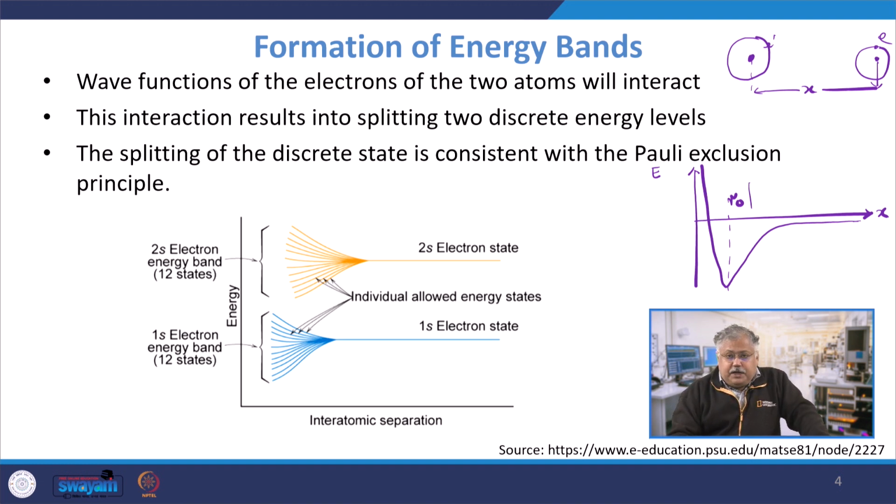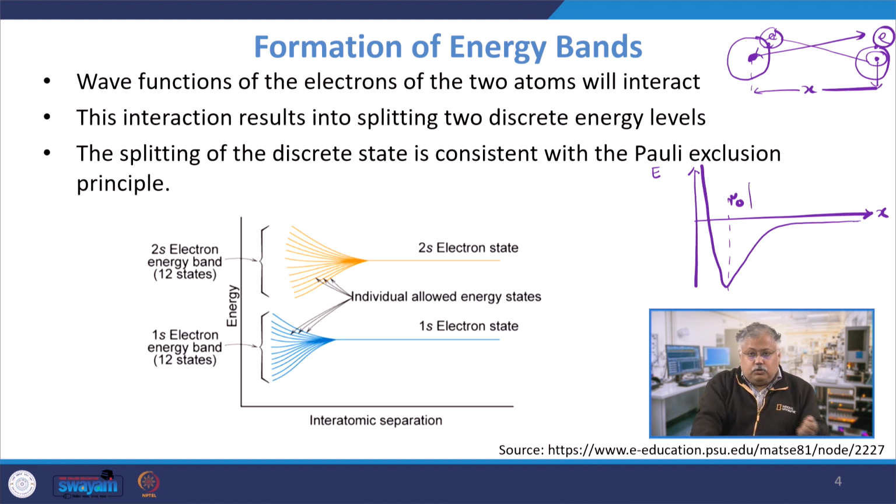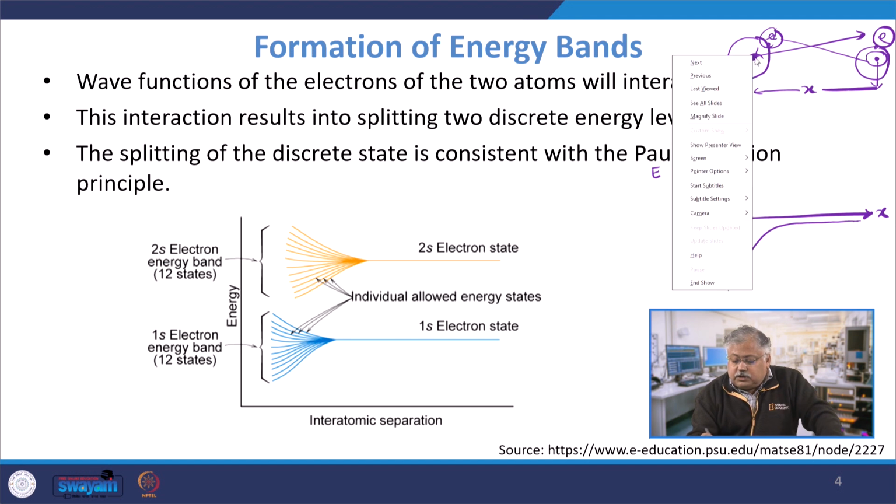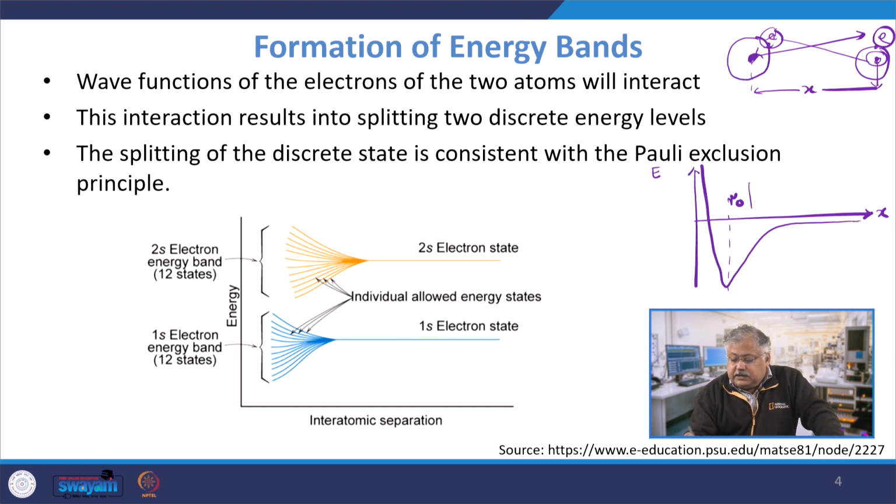However, when you start bringing them closer and closer, there will be an attractive pull between the nucleus here and the electron here, right? And there will also be an attractive pull between the nucleus here and the electron of the first atom. This will be attractive in nature, so they will try to pull the two atoms very close to each other, and there will also be a repulsive force between this and this, as well as between this and this. One will try to bring them closer, the other will try to push them further apart.